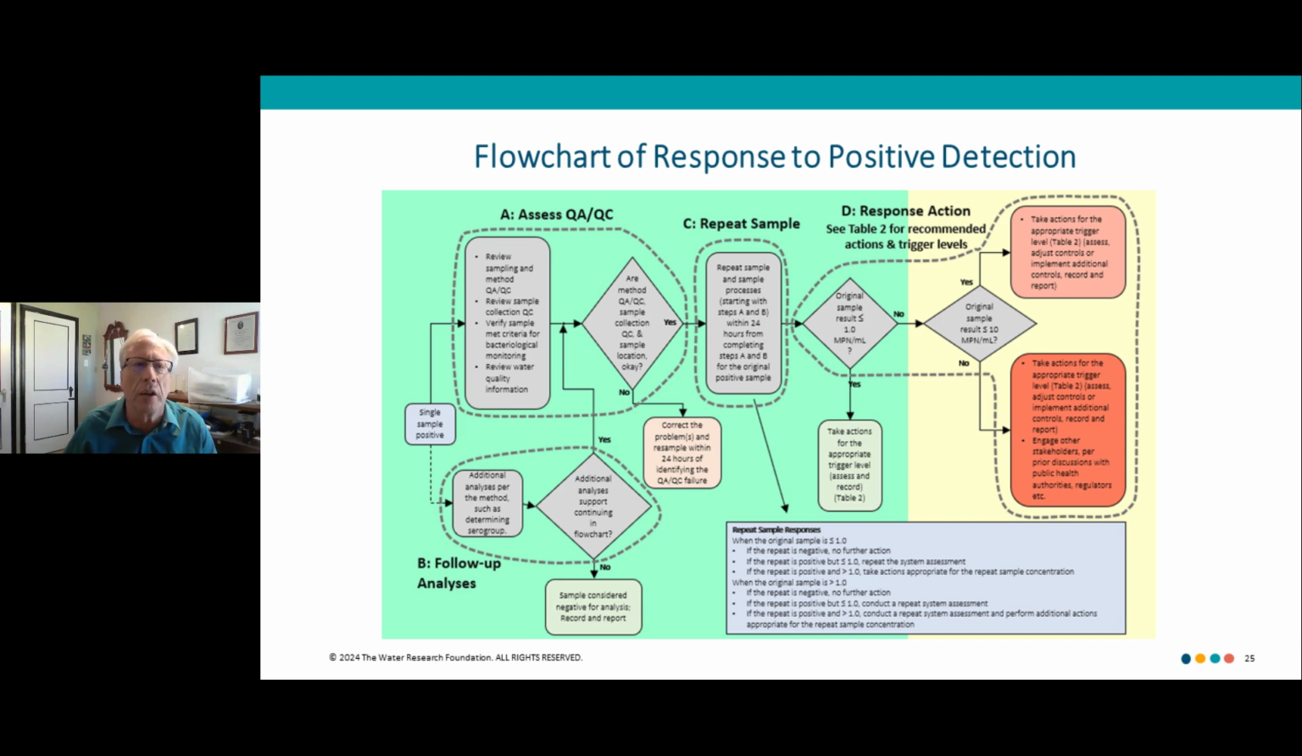A lot of detail in here, but I'm going to walk through it in brief. You'll be able to see it in detail in the report. One thing to note is there's a lot of similarities between the detection of a positive total coliform or E.